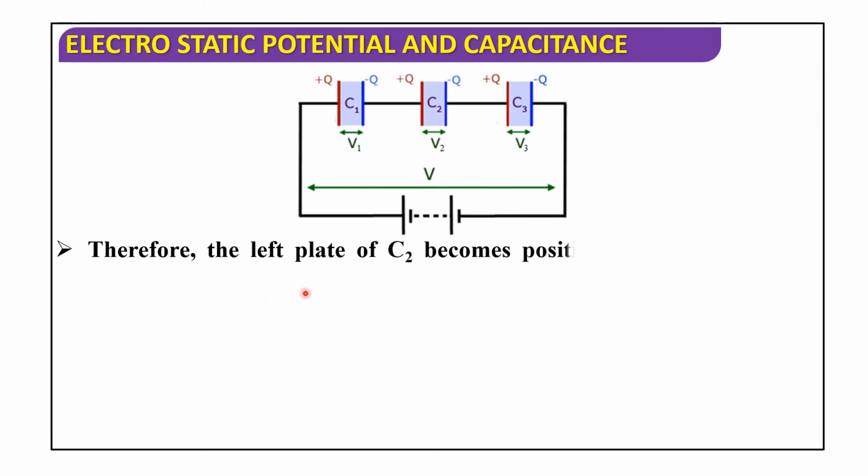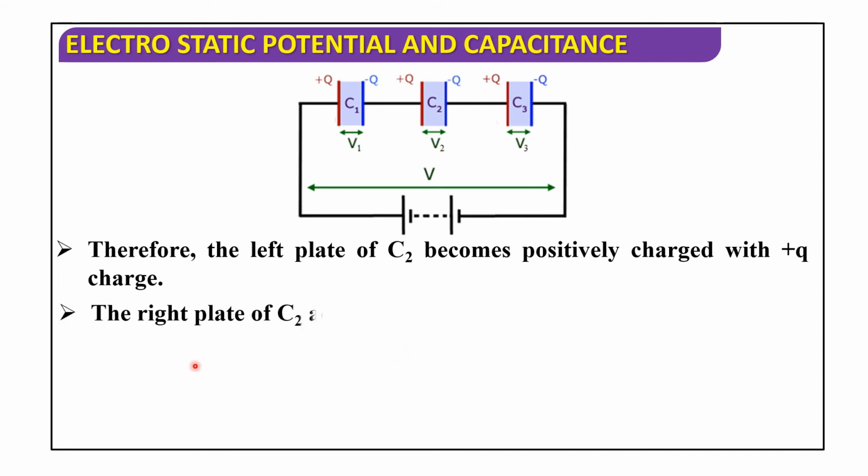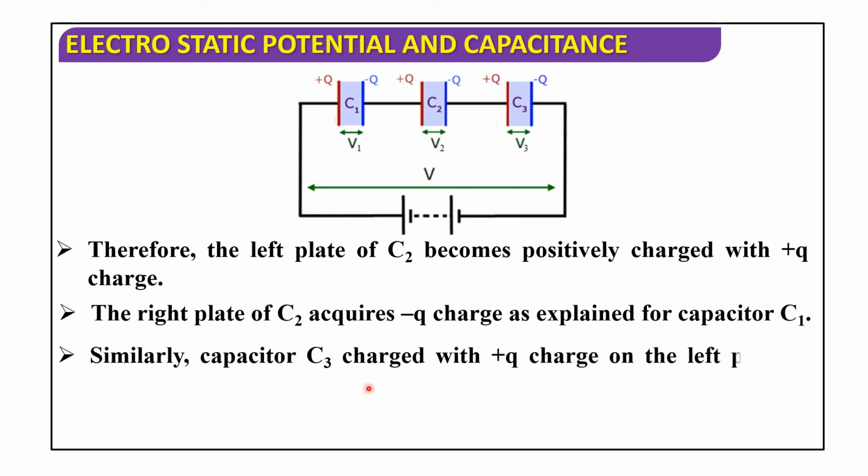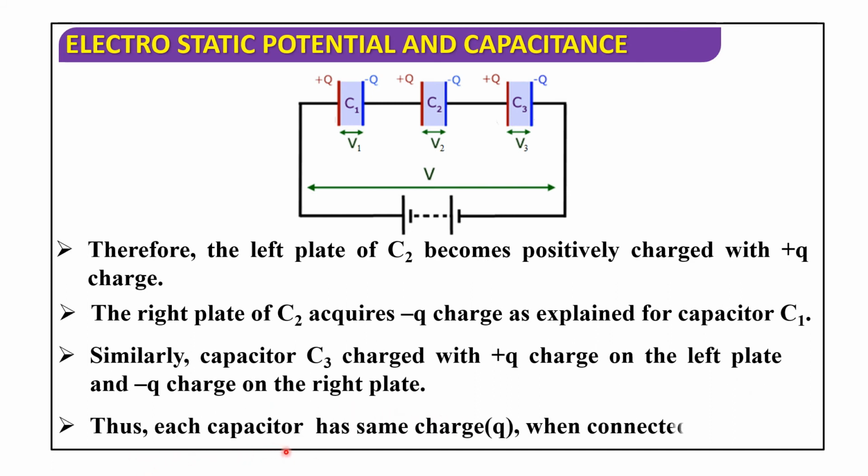Therefore, the left plate of C2 becomes positively charged, so the right plate of C2 acquires negative charge, as explained for capacitor C1. Similarly, capacitor C3 is charged with a positive charge on the left plate and a negative charge on the right plate. Thus, each capacitor has the same charge when they are connected in series.